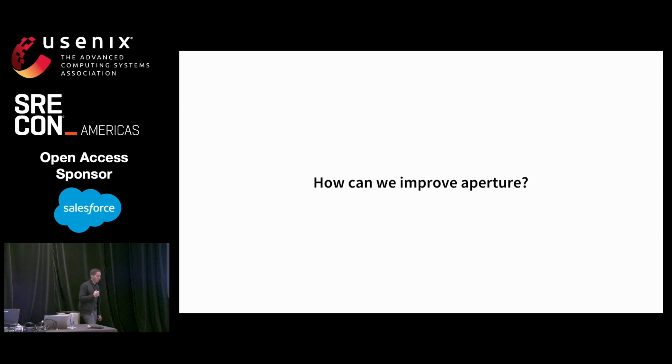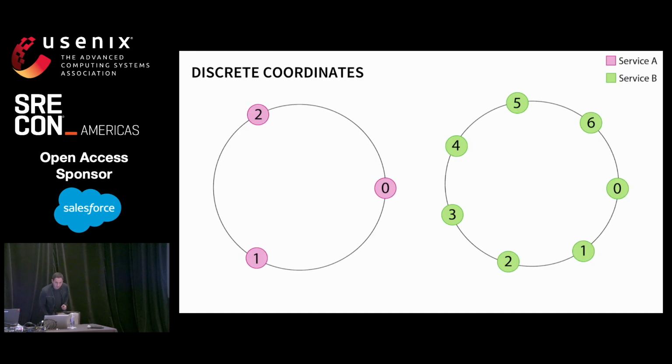So how can we improve on this? A key piece of insight was to move to ring topology. And what we've done here is we've taken the same services that we've been looking at, and we simply mapped them to a ring. Each respective instance of a service gets a specific position on a ring, a discrete coordinate.